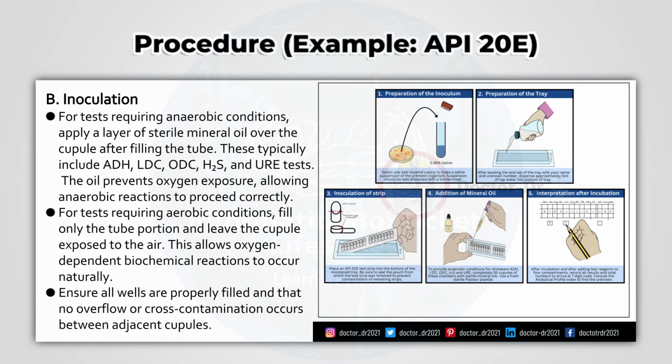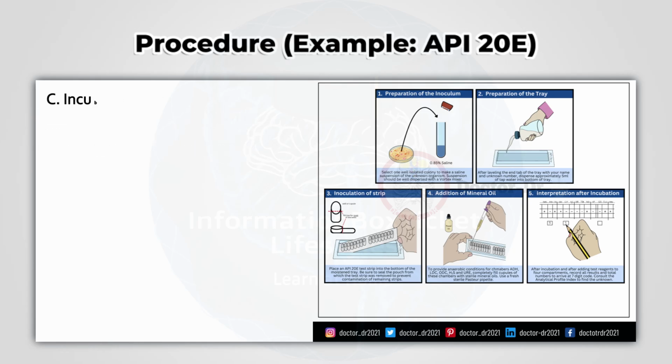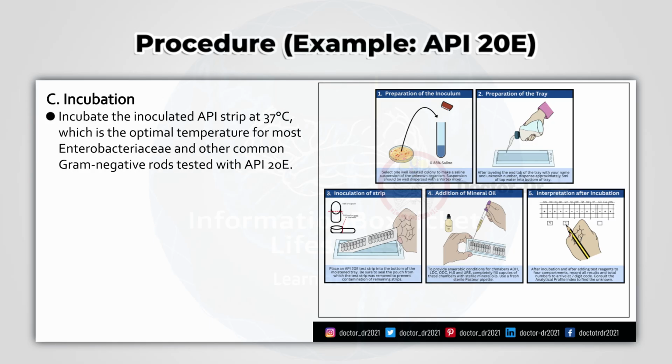Ensure all wells are properly filled and that no overflow or cross-contamination occurs between adjacent cupules. Gently close the incubation tray lid to maintain a stable microenvironment throughout the incubation period. C. Incubation. Incubate the inoculated API strip at 37 degrees Celsius, which is the optimal temperature for most Enterobacteriaceae and other common gram-negative rods tested with API.